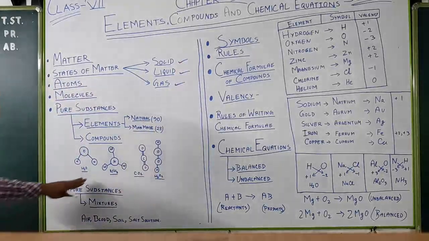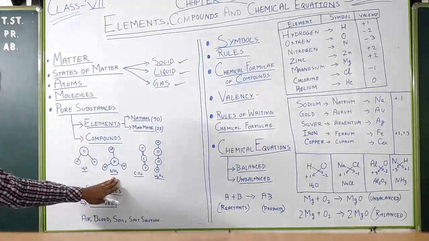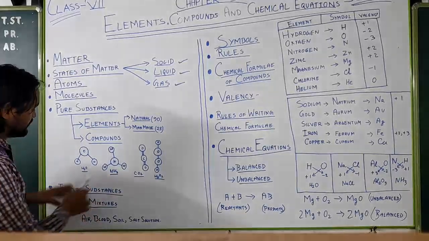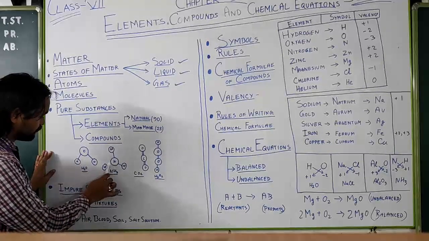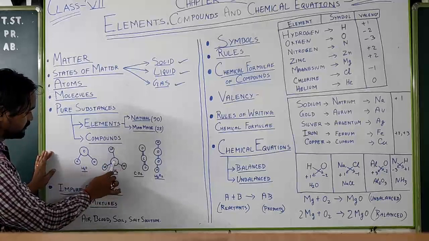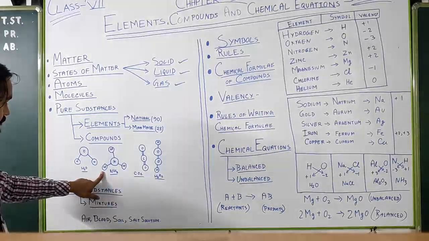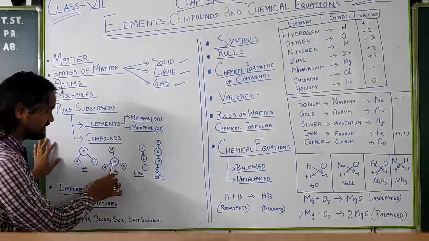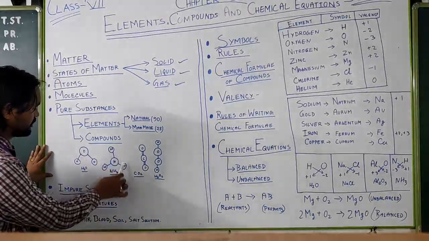Now, if we see another example, that is ammonia. That means 4 atoms are present in one molecule of ammonia. But among these 4 atoms, one is of nitrogen and 3 atoms are of hydrogen.